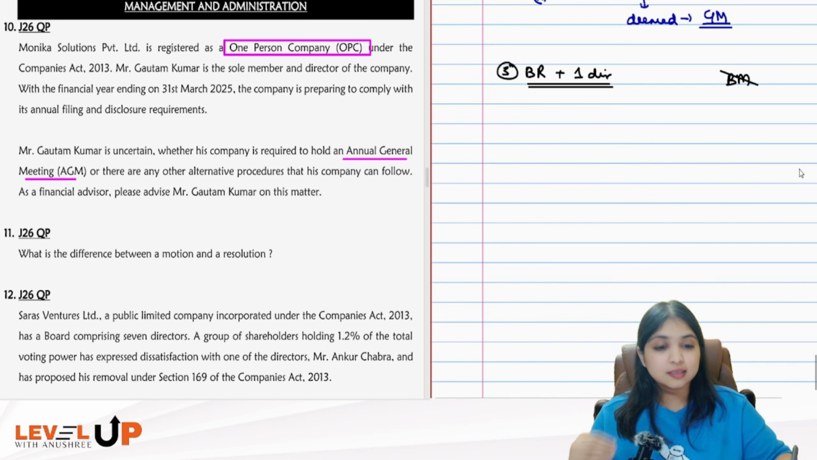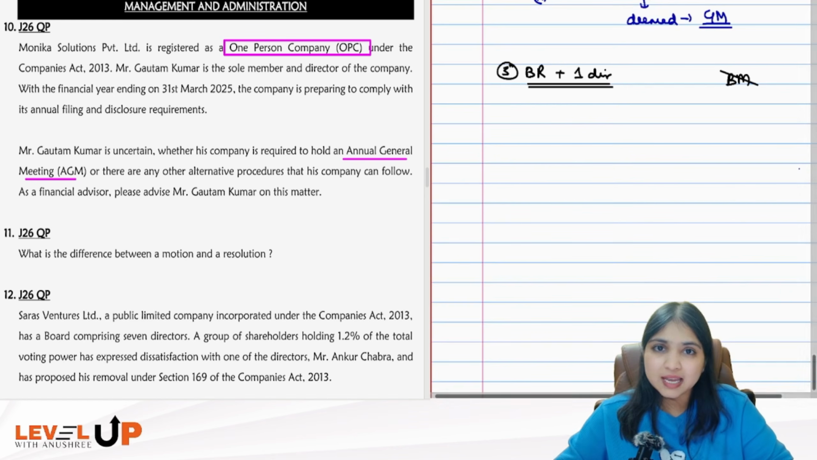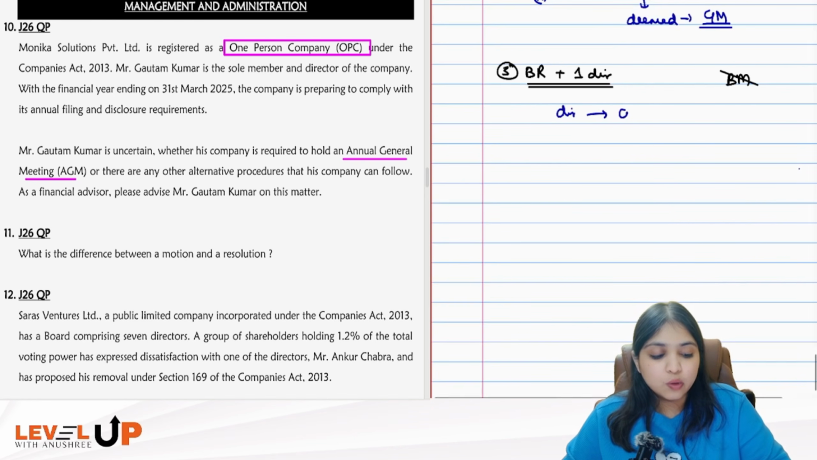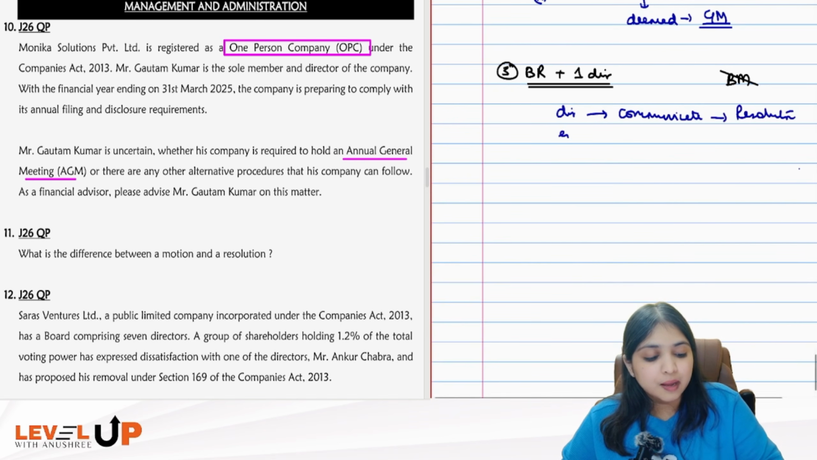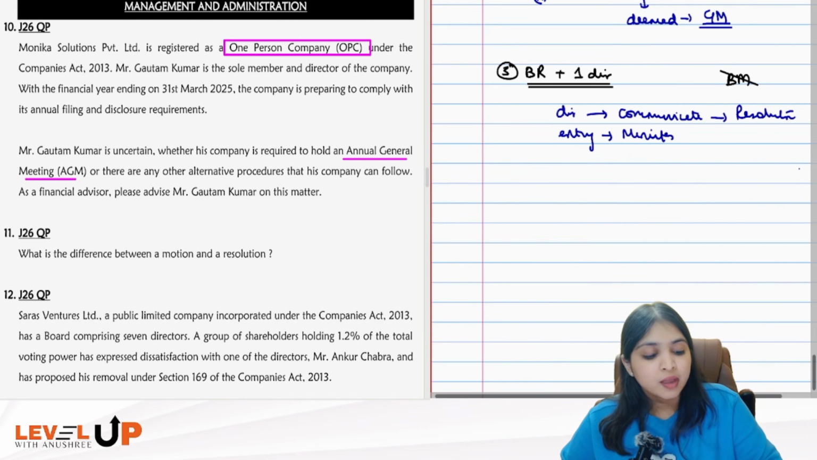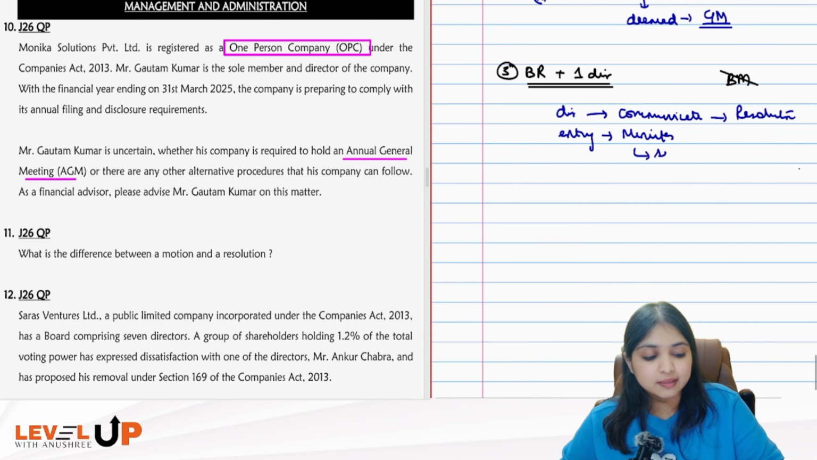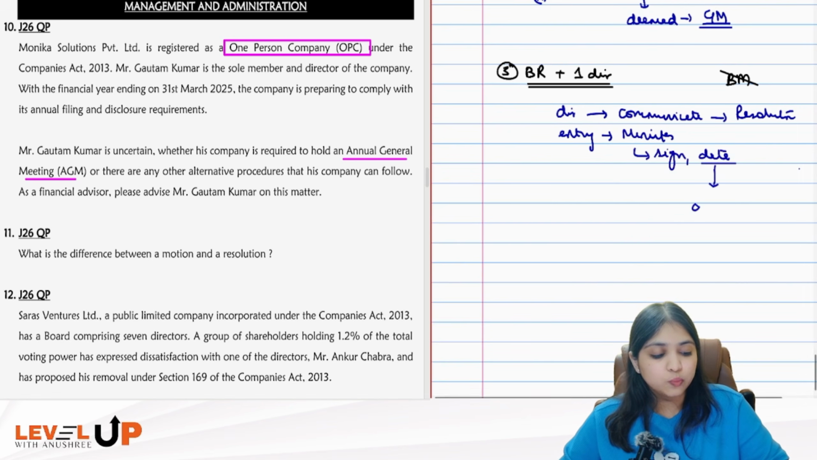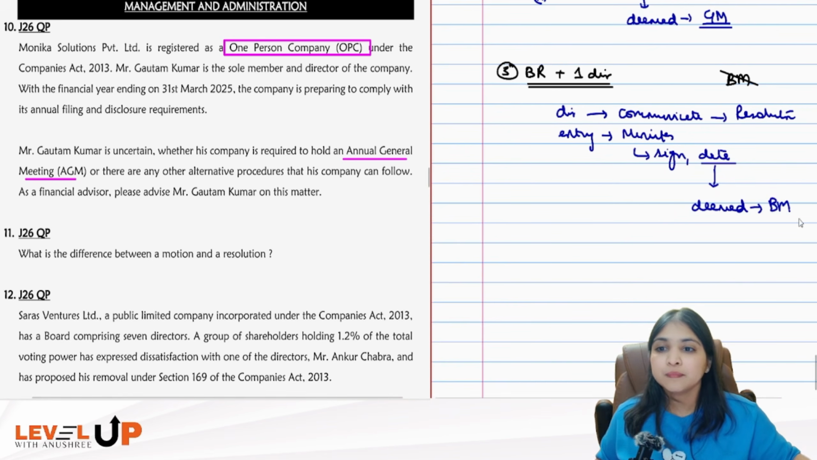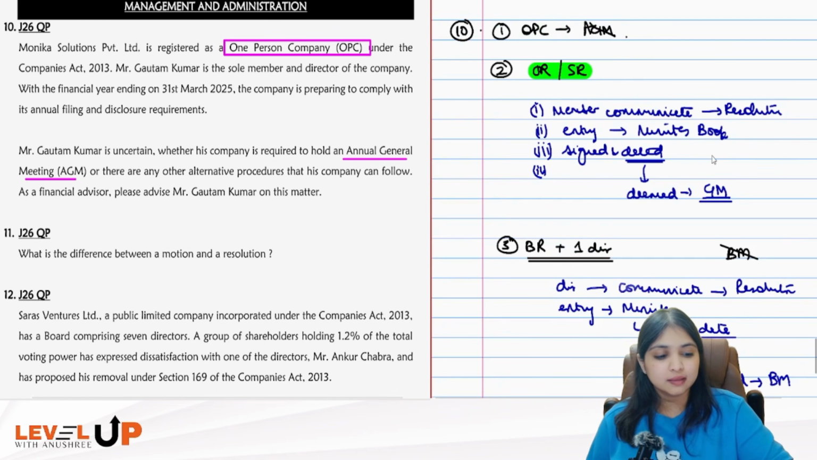So in such cases, how will the board resolution be passed? Same thing, that one director will communicate to the company what resolution he wants to pass. The company will accordingly make an entry in the minutes book, and this director will sign this entry and put a date for this entry, and this date will be deemed to be the date of the board meeting. So this is exactly what they're asking in this question.